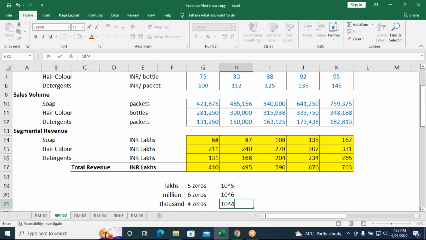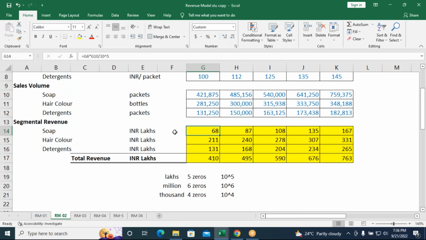So when I'm doing the calculation like this, it will show it in lakhs. So that is 68 lakh, 87 lakh, like that it will show. Whenever they are mentioning to show it in lakhs or millions or thousands, whatever calculation you are applying here, you have to add 10 to the power of 5, 10 to the power of 6, or 10 to the power of 4, according to the requirement. So understood with this?